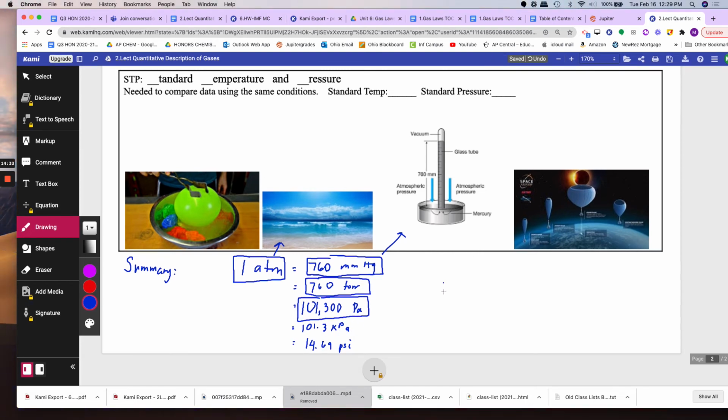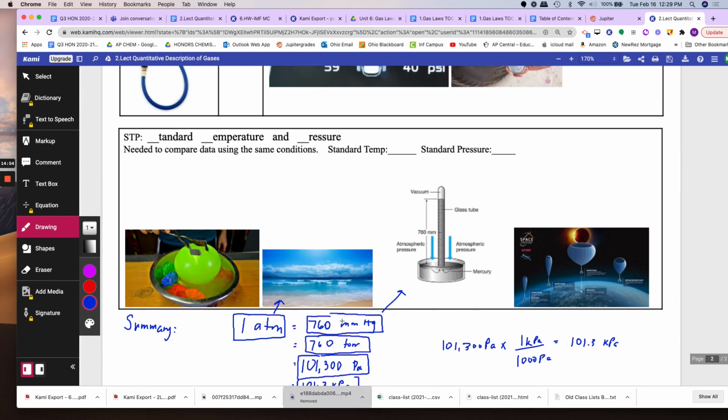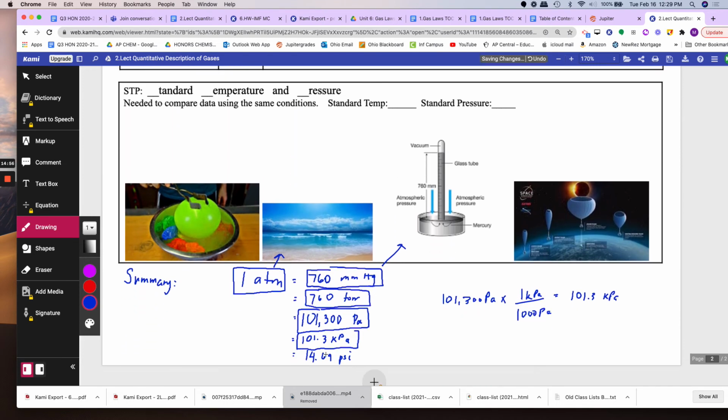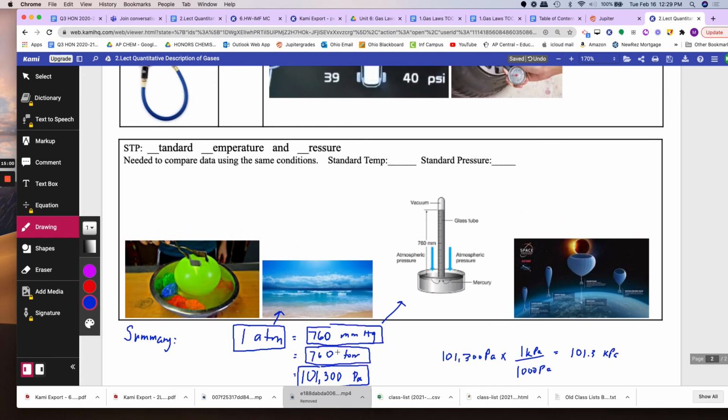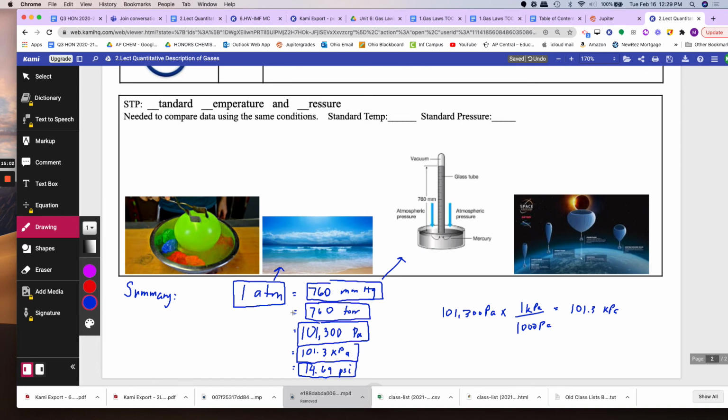Okay, to do that, you're going to go like this. 101,300 pascals. 1,000 Pascal is equal to 1 kilopascal. So 101.3 kPa. Same thing. And lastly, in your tire, 1 ATM is about 14.69 psi. Okay, so you have to remember that.